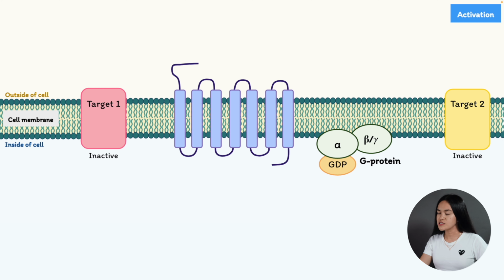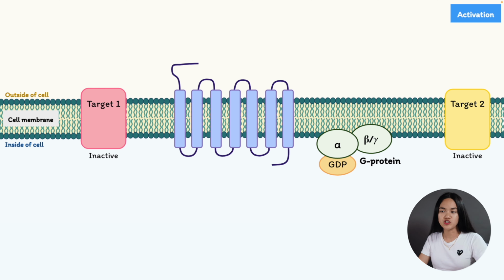Recall the binding of GTP to the alpha subunit initially prompted the separation of the alpha and beta-gamma subunits. Now, with the hydrolysis of GTP and the alpha subunit's association with GDP, the beta-gamma complex reconnects with the alpha-GDP complex, okay? So it's going to be a family reunion.